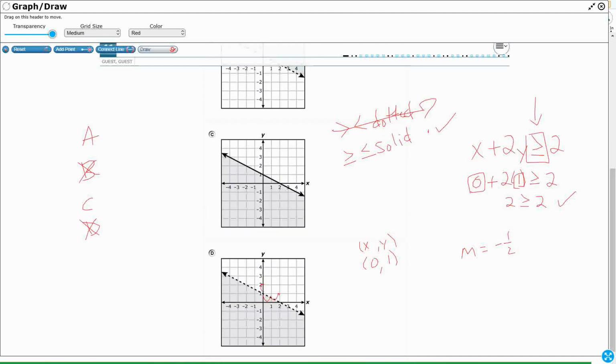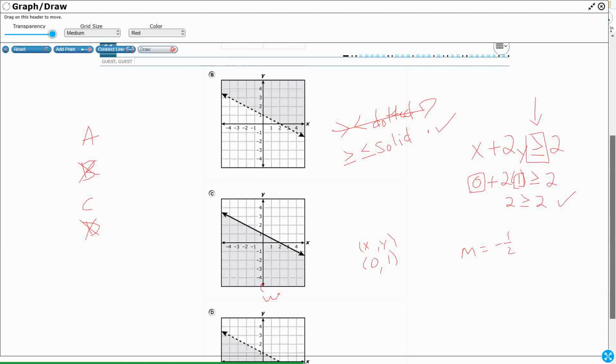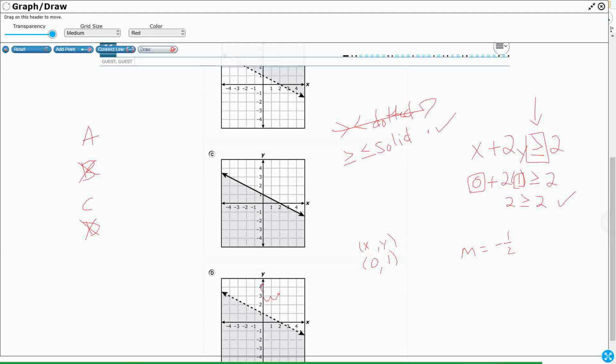Now the question is, the shading represents the rest of the solution set. Is it above or below? Well, we can get pretty simple here. Let's just pick a point above and a point below. So a point below, if I'm looking at C possibly, let's just go super easy: the origin. I'm going to rewrite this, but I'm going to have x and y equal 0. So 0 plus 2 times 0 greater than or equal to 2. That just cancels out. So it's 0 is greater than or equal to 2. Does not work, so I can't use this here.